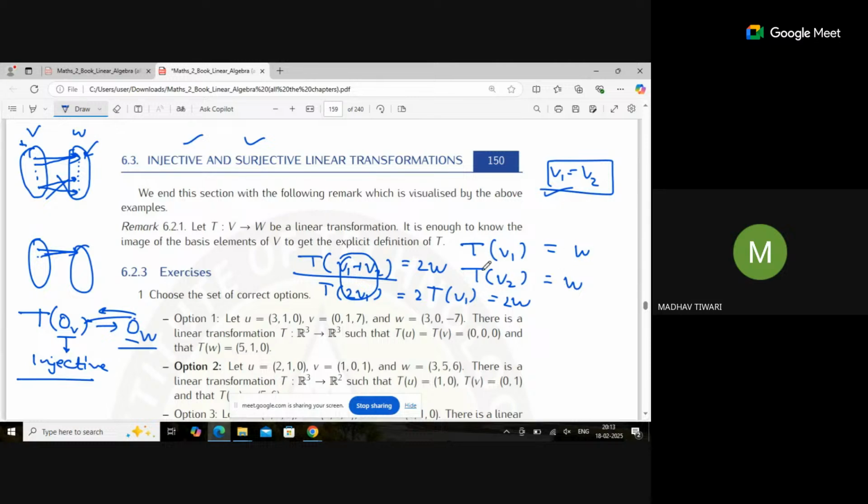This is only possible in an injective case. If two vectors that you suppose have the same images, then you must say that these two vectors are equal. It is a constraint in injectivity. In surjectivity, what we consider, let me erase this part.